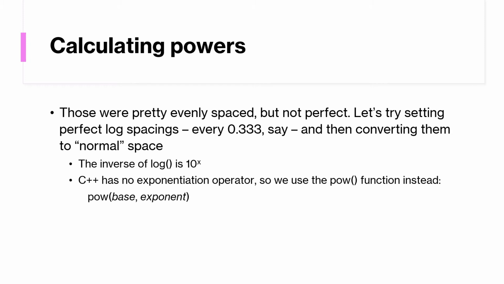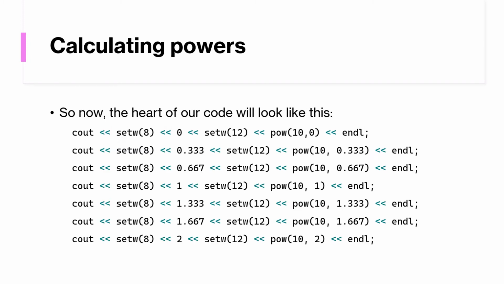Now, C++ has no 10 to the x operator. It has no exponentiation operator. So we're going to use the pow function instead. Okay, pow takes a base, comma, exponent in its parentheses. We'll see how that looks in just a second.